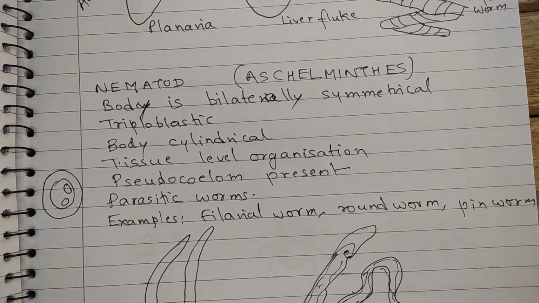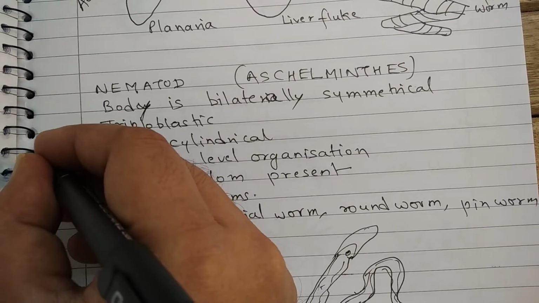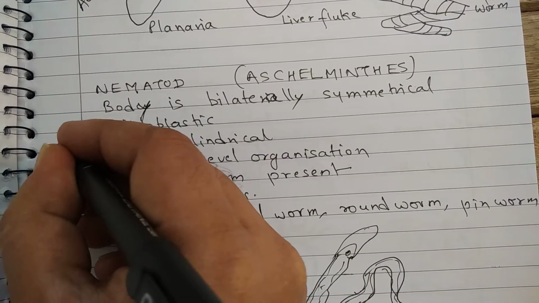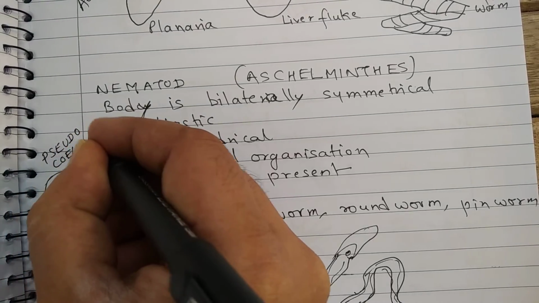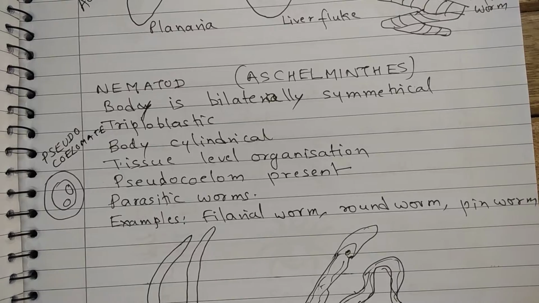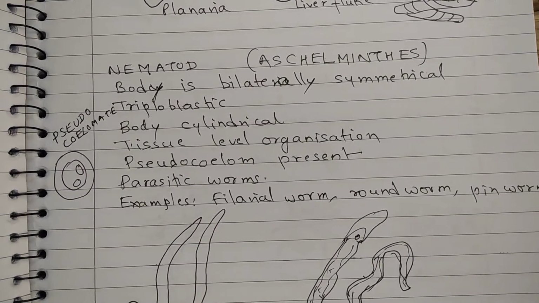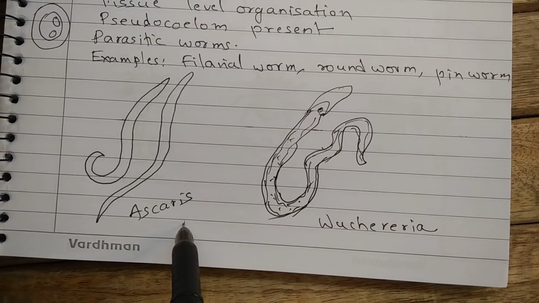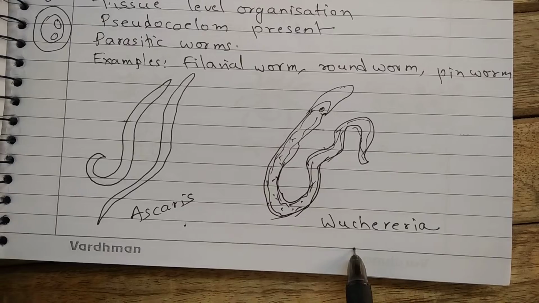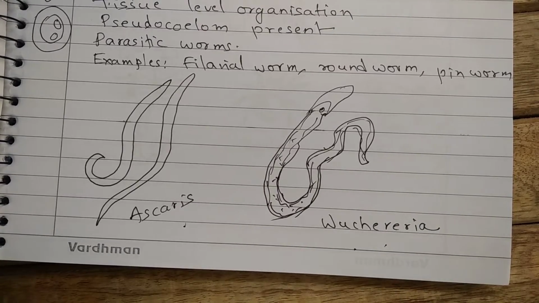That is why organs are yet to develop, and because of the presence of pseudocoelom, these are called pseudocoelomate. These are parasitic worms. Examples are filarial worm, roundworm. This is Ascaris, which is commonly known as roundworm. This is Wuchereria, and this is commonly called the filarial worm.